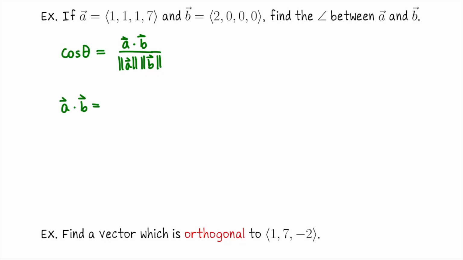It's not too bad of a dot product since there are so many zeros in B. We're going to have 1 times 2 plus 1 times 0 plus 1 times 0 plus 7 times 0. Of course, you don't have to write all that out. You could just write 2. Now, what is the length of A?